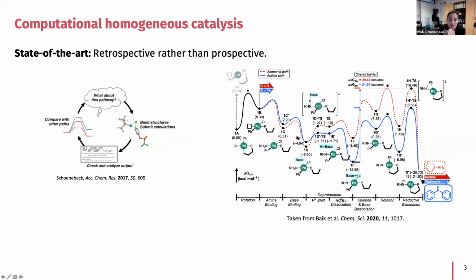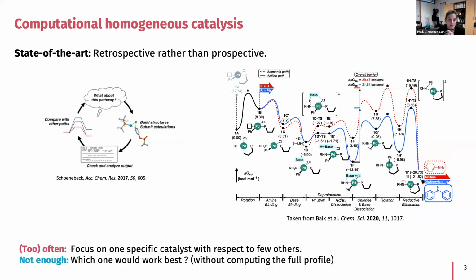This was for us a bit frustrating because we were always giving them a retrospective picture of what is going on rather than a prospective one. Namely, the focus was on one specific catalyst with respect to a few others, preventing us from getting a bigger picture. So what we wanted to develop is more of a framework where we could say which catalyst would work best for a given reaction.